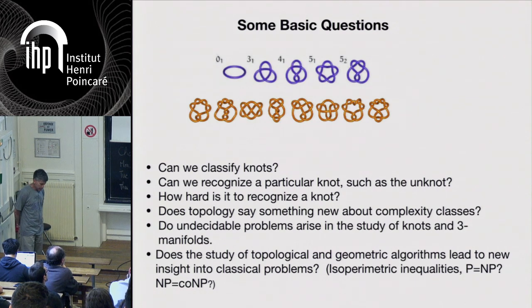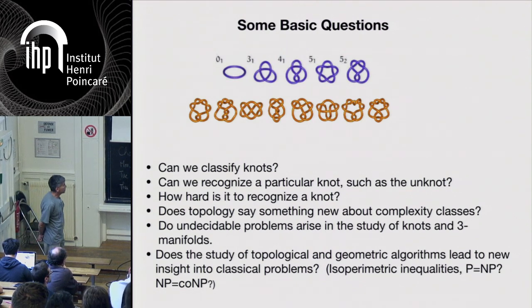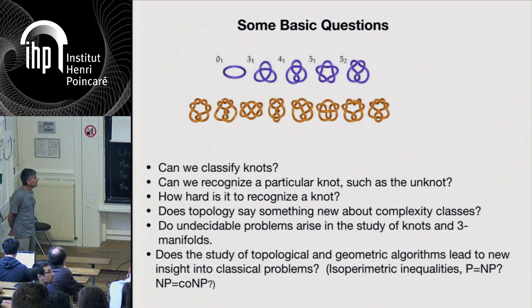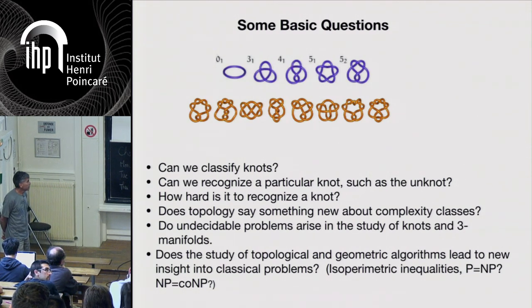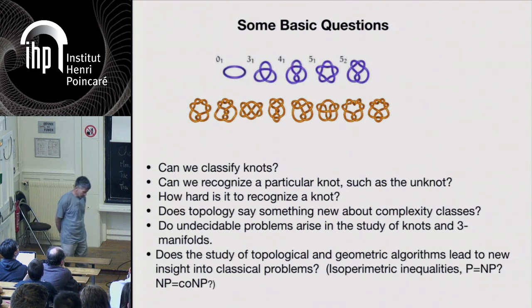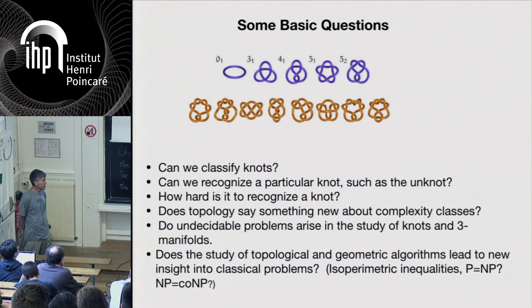So one intriguing question that actually motivated me when I started looking into this problem was the idea that maybe topology could say something interesting about complexity classes. So very little is known on a theoretical basis about the overlap or non-equivalence of different complexity classes. And topology problems, such as unknotting, have some very special types of properties that make you hope that maybe they could help you understand some of these complexity class questions.